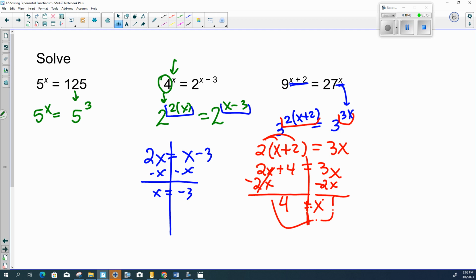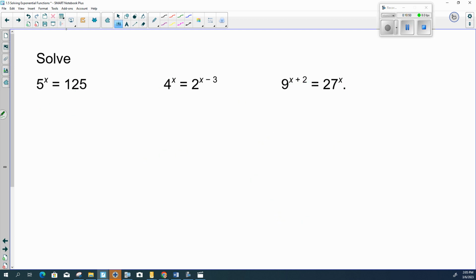Okay, same idea. Step number 1 changes a little bit right now, right? Are the bases the same? No. You've got to find the missing exponent on these ones. I can make the bases the same.